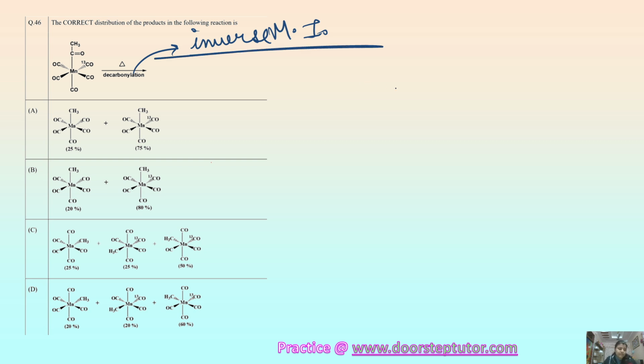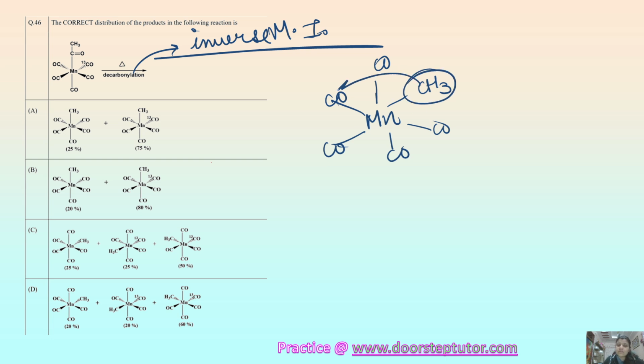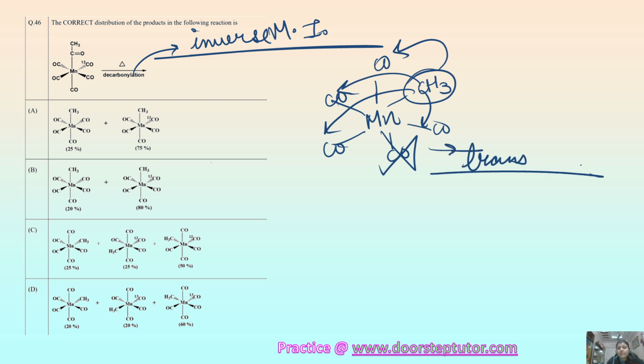What does this mean, simply? If I have manganese and we have CO, CO, CO, CO, CO, and we have CH3. Just consider this example, because you need short tricks to solve the questions in a lesser time, because you have to save as much time as you can. If you have a CH3, it can be replaced on this position and this position, but it cannot be replaced on the trans position.